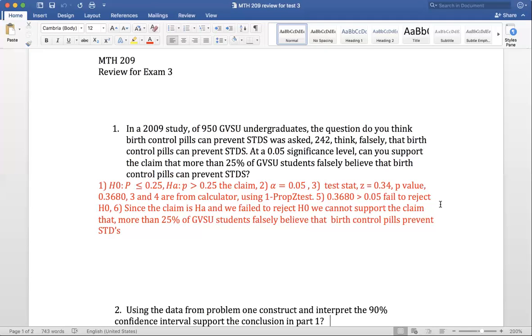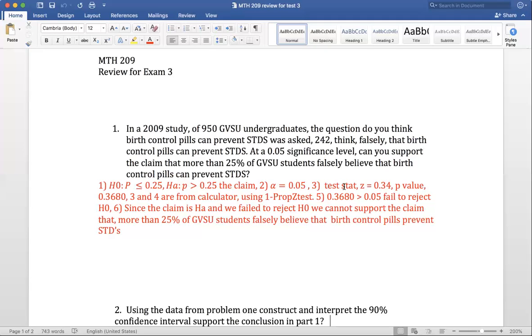So our first thing is to figure out H0 and HA. H0 says p is less than or equal to 0.25 because the claim is that it's more than 0.25. So HA is the claim. Our level of significance in part 2 is 0.05.